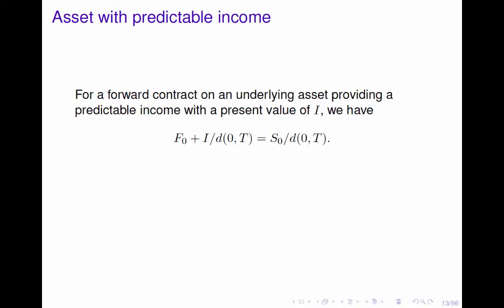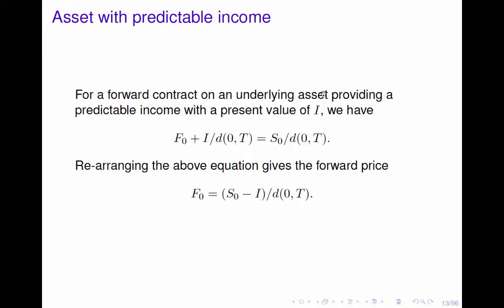First, let's consider the case when the underlying asset earns predictable income. Let I denote the present value of the income, then its projected future value at delivery is I divided by the discount factor. Since the income earned before the delivery date goes to the seller of the asset, we have the following equation. The forward price F0 plus the projected future value of I equals the projected future value of the current price S0.